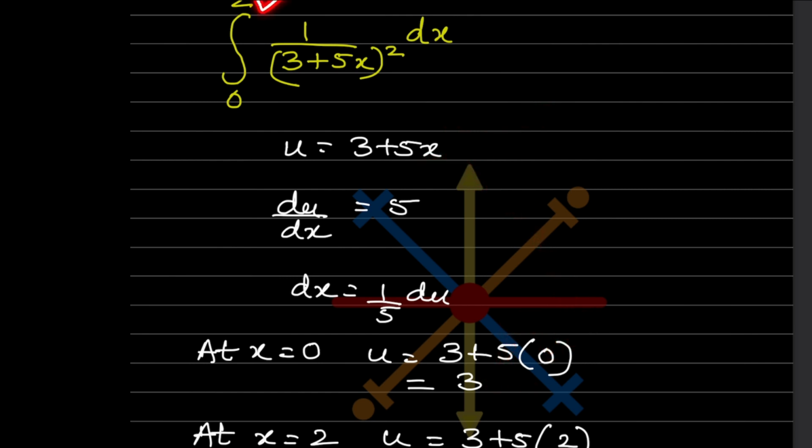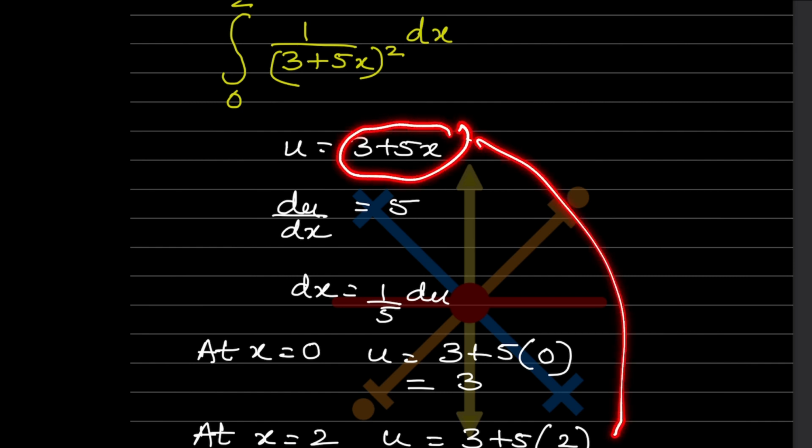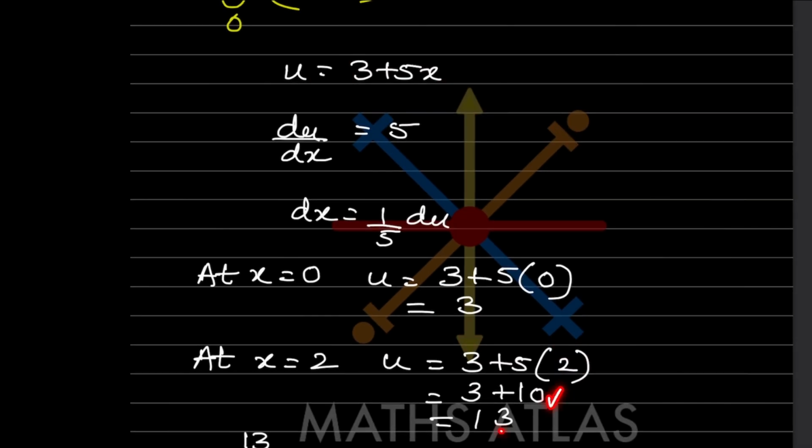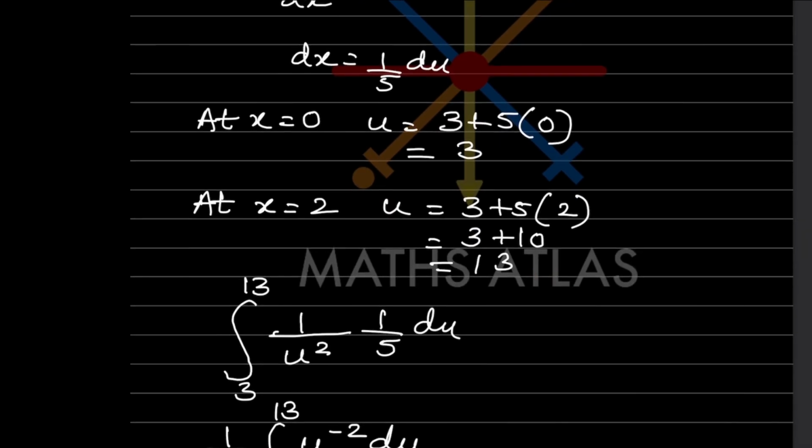And when x is 2, you are going to put 2 in place of x in this equation. So that will be 3 plus 5 into 2, that will be 10. So this will be 13. So now what are you going to do? You got two u values, that will be 3 and 13. So you will write here 3 and 13.